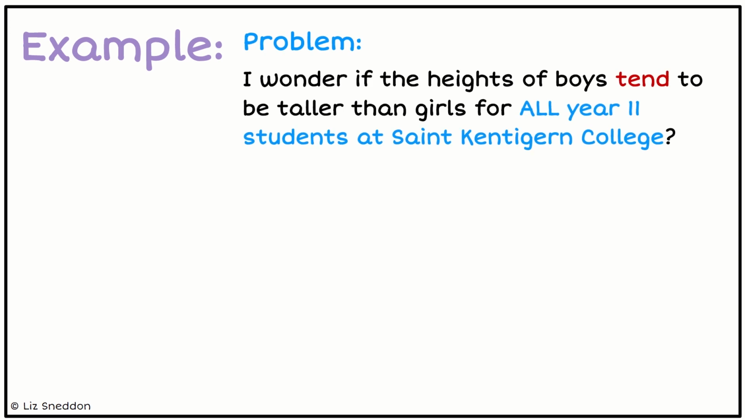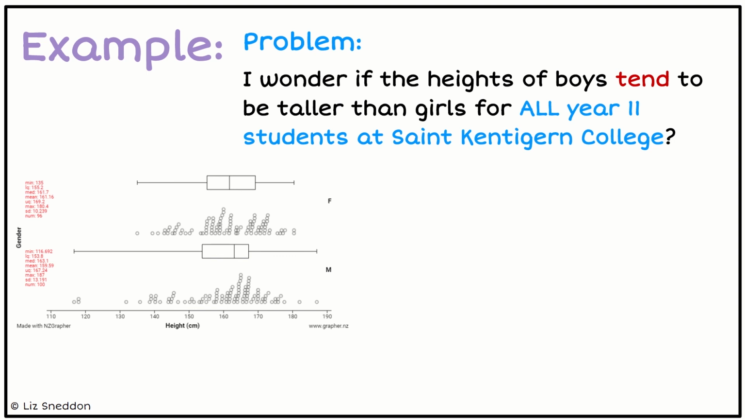So let's have a look at an example. Here's our problem. I wonder if the heights of boys tends to be taller than girls for all Year 11 students at St Kentigern College. So that's my population. Now here is a graph of the sample data, and we're going to use that sample data to make an inference or suggestion about the population. So we're going to use this rule about the median. So here is my line. I've drawn it through. That's the median of the females group. And now I'm going to draw a box around the males. And that median cuts through the box. So that means, with that scenario, I couldn't make the call.